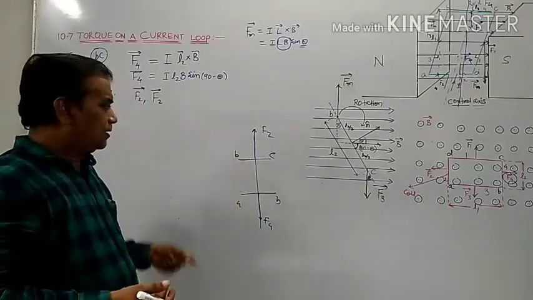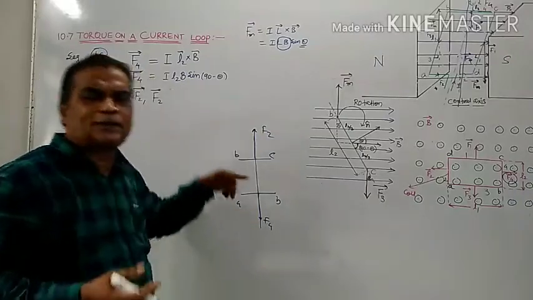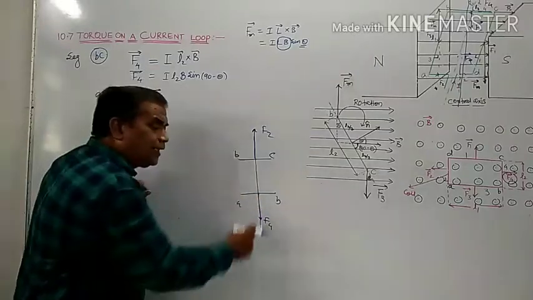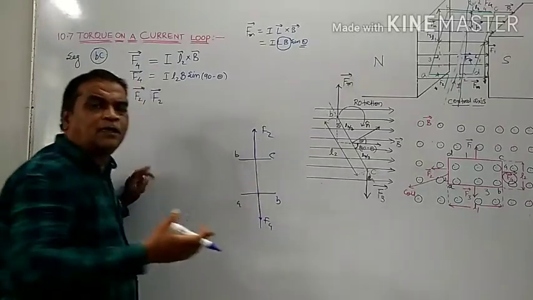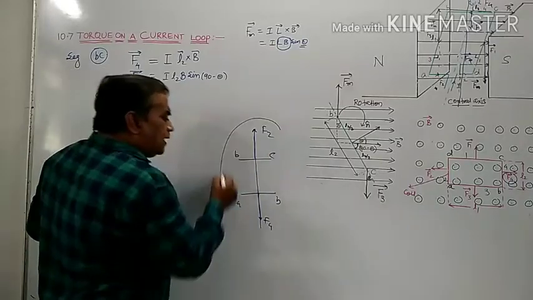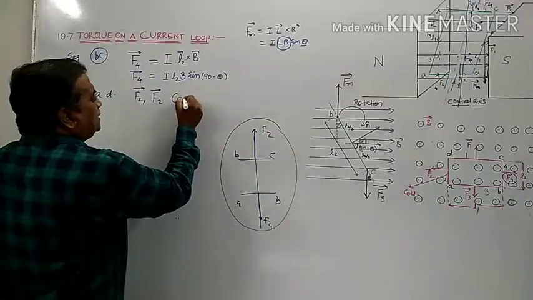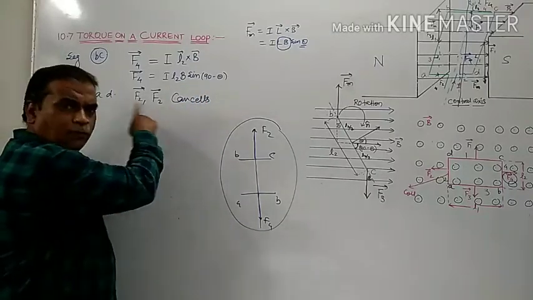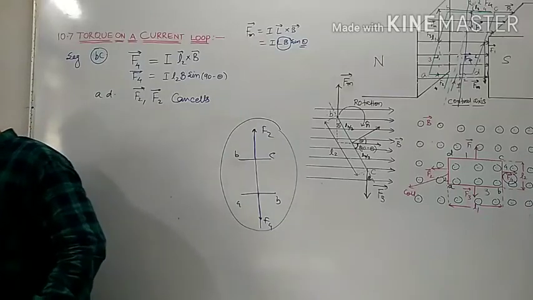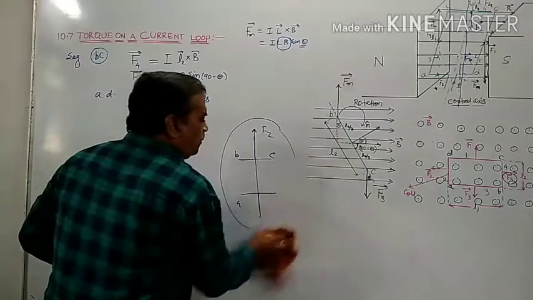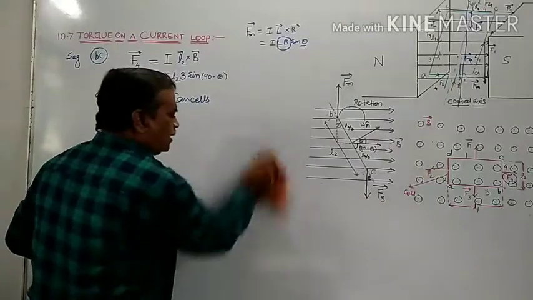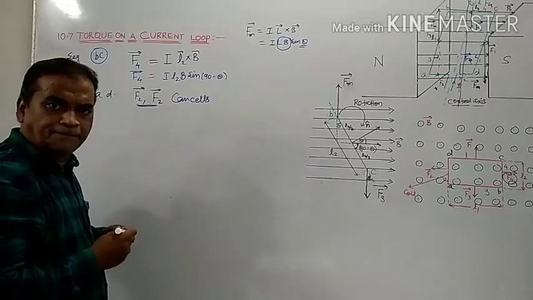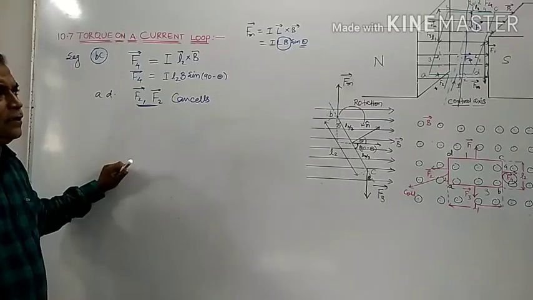So the two forces F2 and F4 are collinear. Whenever we have a pair of forces which are equal in magnitude but opposite in direction, and they are collinear, meaning their lines of action coincide, these forces cancel the effect of each other.